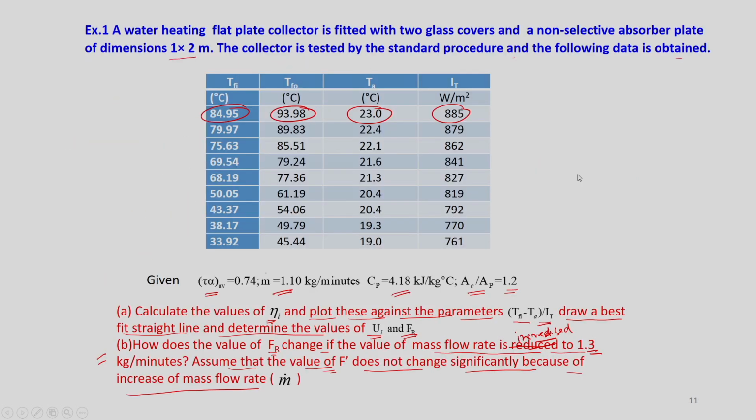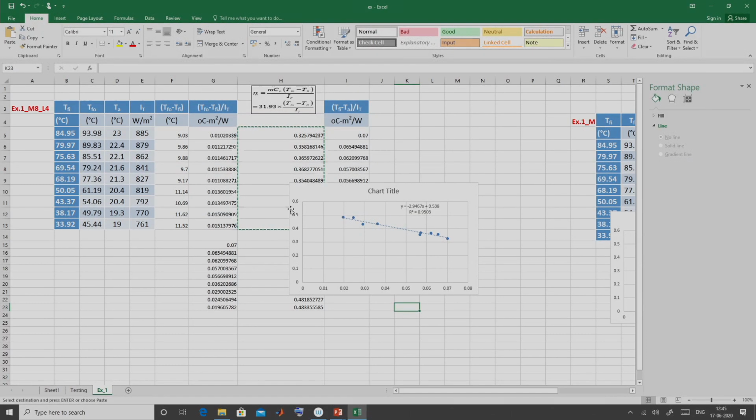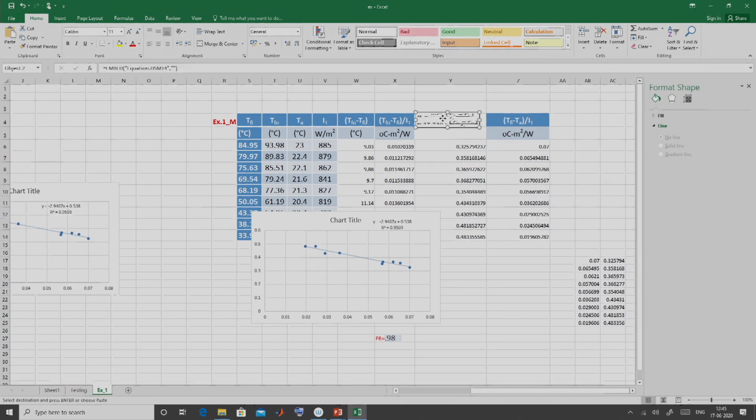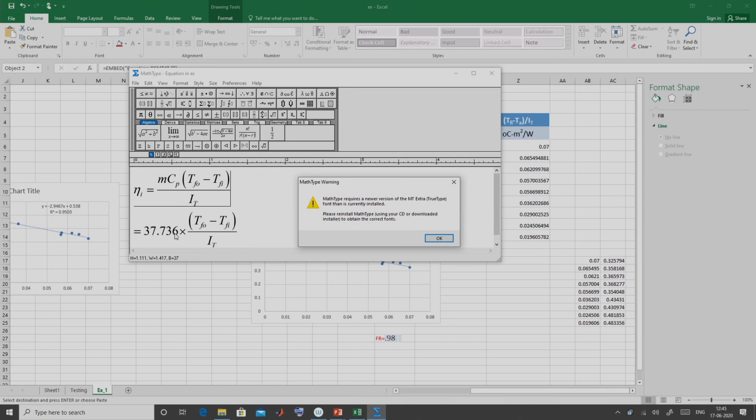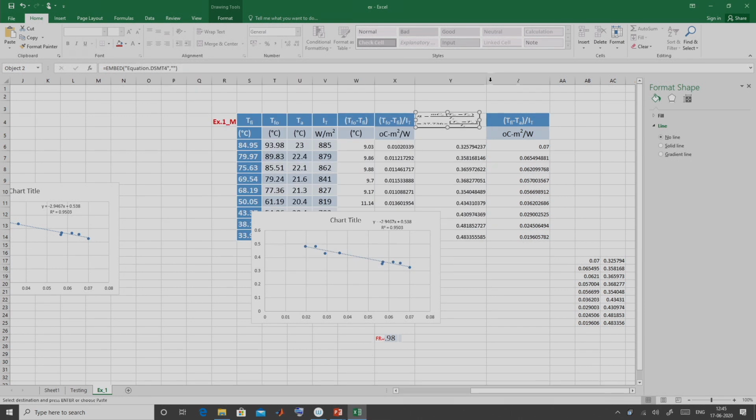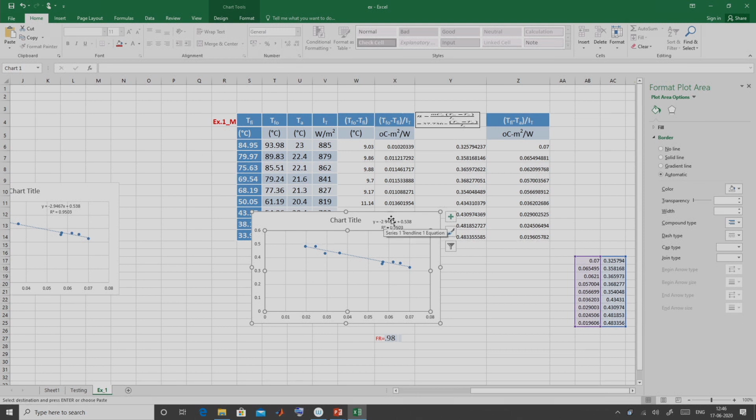So, what is the next part? Again we need to calculate the FR value if our flow rate is increased to 1.3 kg per minute. So, again we will go back to this spreadsheet, and I have already done this calculation for this case. Similarly, these equations are known, only the change will be this part, 37.735. Once we use those calculated values in this calculation, we will get these values for TFI minus TA by IT. If we take out these two and plot it, we will get this kind of plot, and then our equation will be something like this.